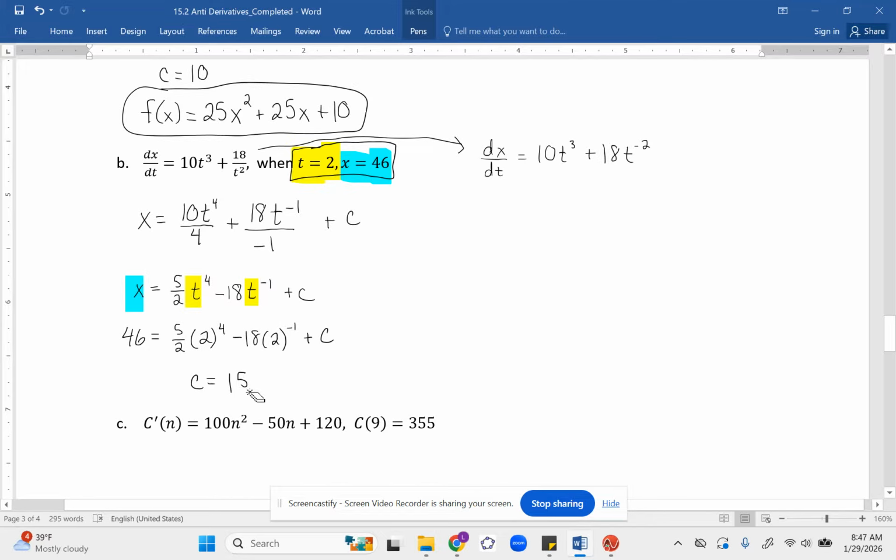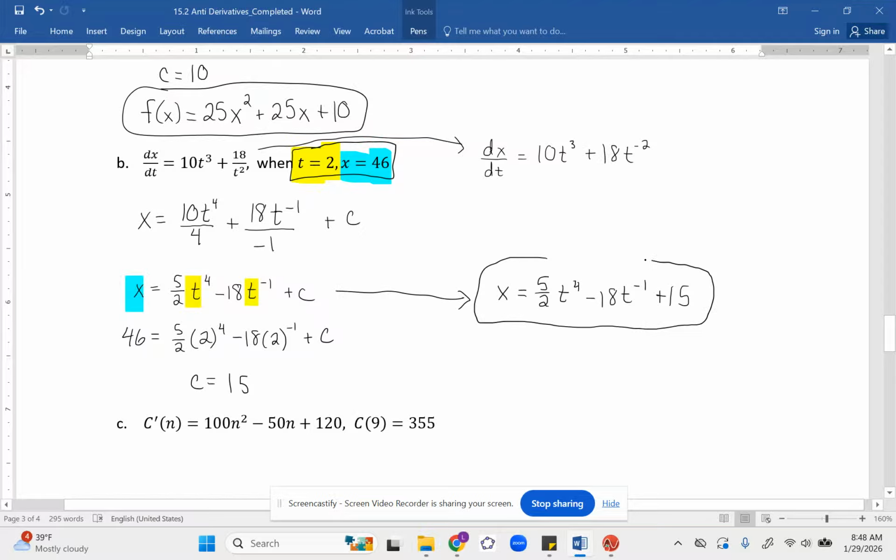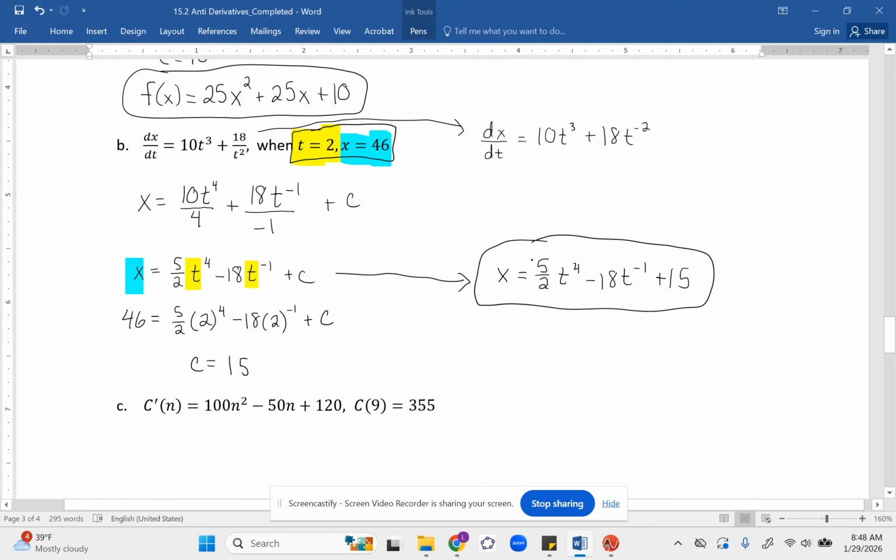You're not done. Remember that the final step is to rewrite the final equation with the c in it. So I'm going to go back up here where I had x equals, and I'm going to substitute what I found for c in for c. T to the 4th minus 18 t to the negative 1 plus, not c, but what I found c was, which is 15. All right. That's the answer to that one.